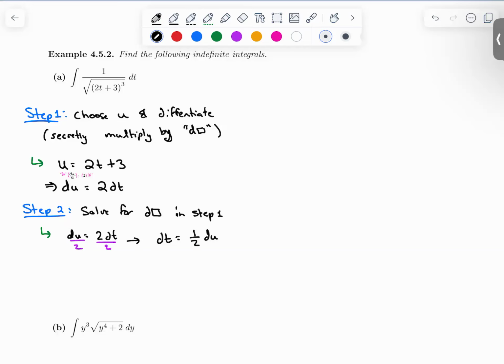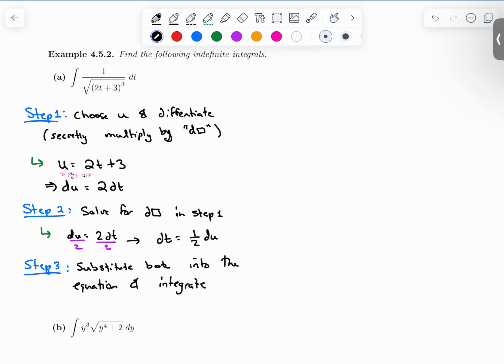And the last step, step 3, is to substitute both into the equation and integrate. So you're going to substitute your dt in for it, and you're going to substitute your u's in for it and get what you need. So I'll let you write that down, and then we're going to move on.